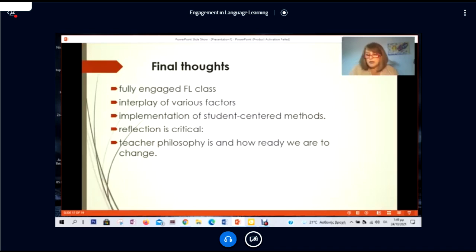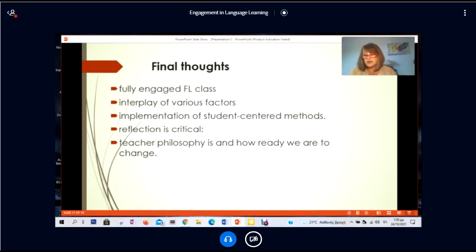Our final thought at this point is that our framework has illustrated that a fully engaged foreign language class is the outcome of the interplay of various factors and the implementation of methods that have been part of the teacher's toolbox for a long time. However, what works for one group of students may not be successful for another, as we all know. At that point, reflection is critical, and sometimes teachers realize that they are a big part of the solution. Eventually, it all comes down to who we are as teachers.